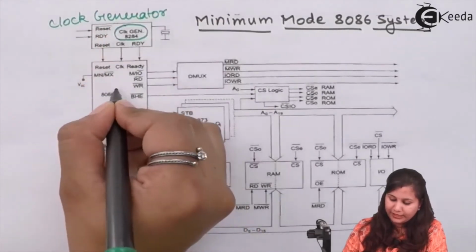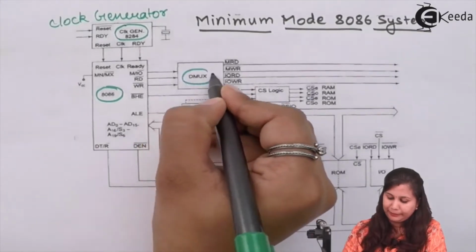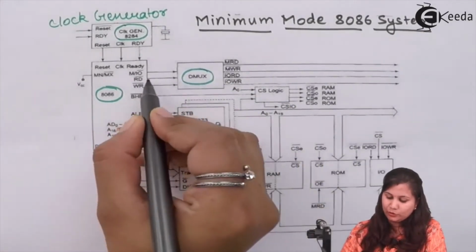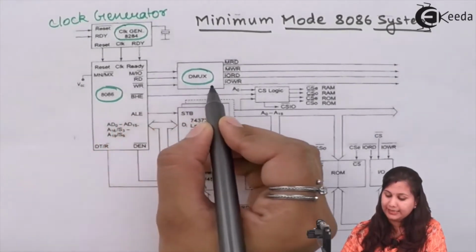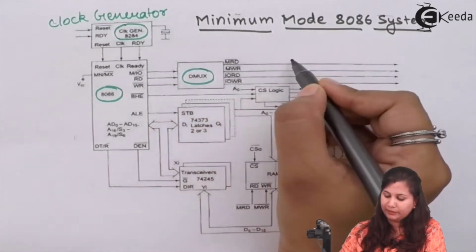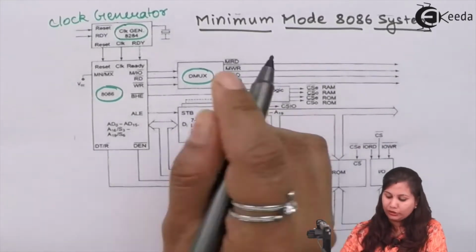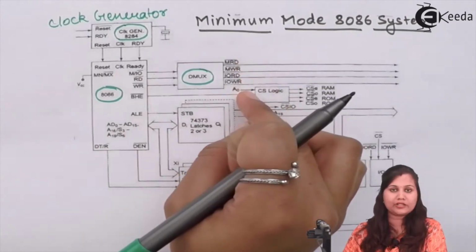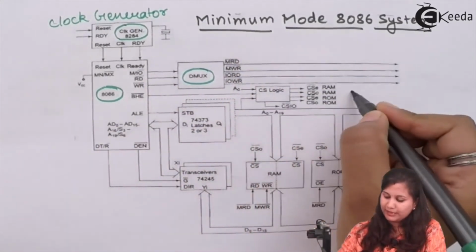Here we have the 8086 microprocessor. Here we have a demultiplexer. So this demultiplexer is using the memory input output, read and write signals, and it is providing 4 types of signals which are for memory read, memory write, input output read and input output write. So these signals are combined together and their combination signals are generated. Then we have here the chip select logic.